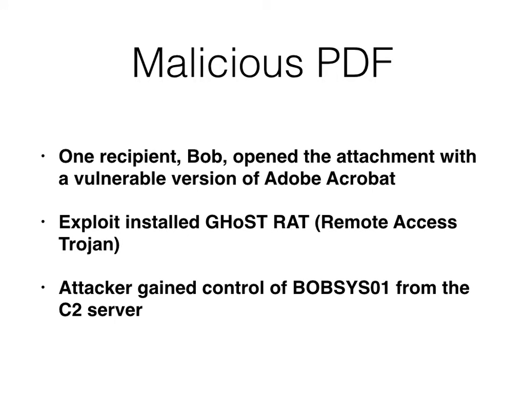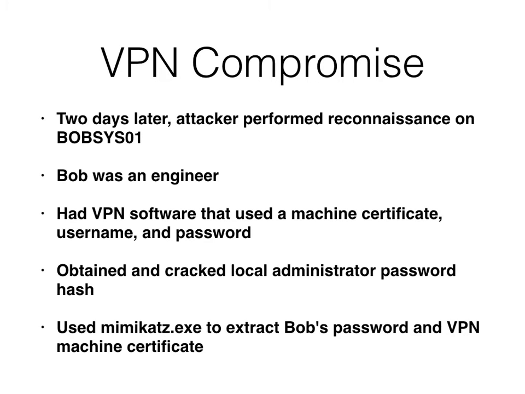So Bob opened this thing with Adobe Acrobat, which was vulnerable. They now installed GhostRat, a very famous, very common remote access tool that lets you remotely control a machine. And so now he has control of BobSys1 from the command and control server. This is the kind of stuff any average, anonymous-level hacker can do. Not like the last one, which was up to nation-state level of complexity. This is more like an ordinary garden variety hacker.